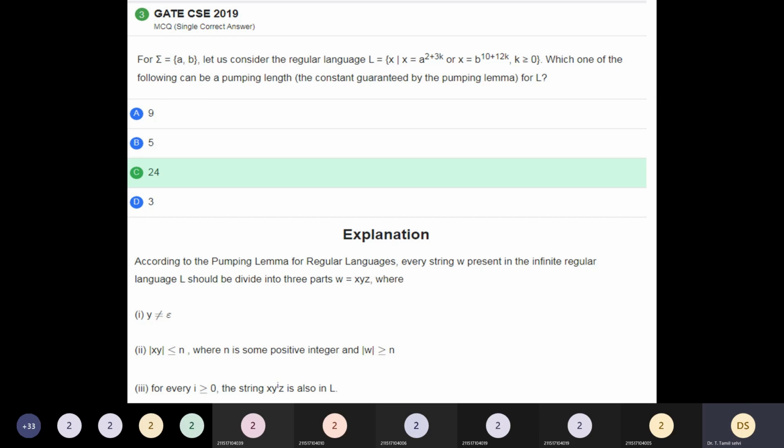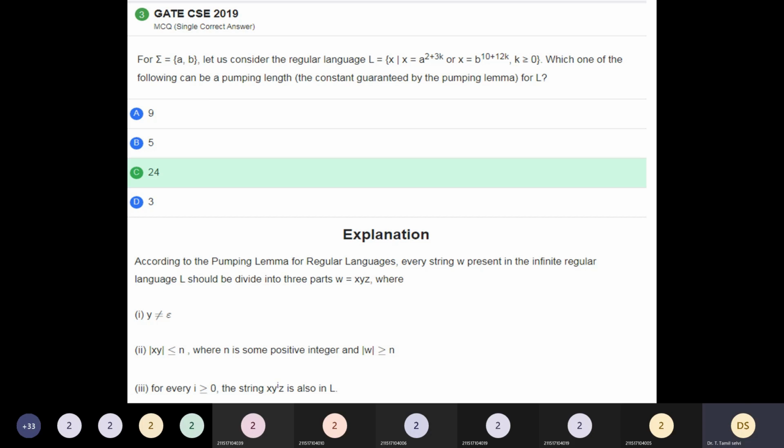According to the pumping lemma for regular languages, every string w present in the infinite regular language L should be divided into 3 parts x, y, z. We have the condition: the length of the inner part y should be greater than 0, that is, it should not be a null value, and the length of the first two parts, xy, should be less than or equal to n. According to this condition, the value of the pumping length should be 24. So this is the given answer.